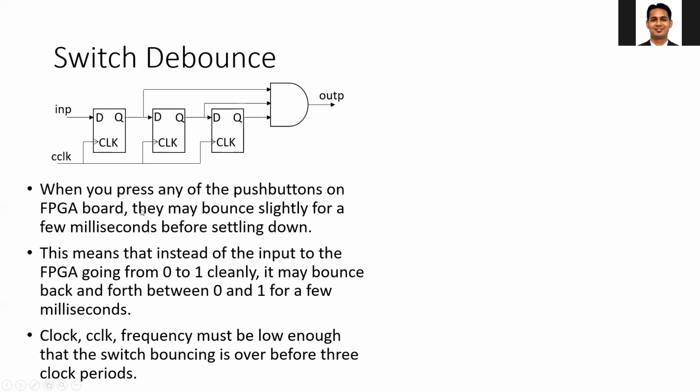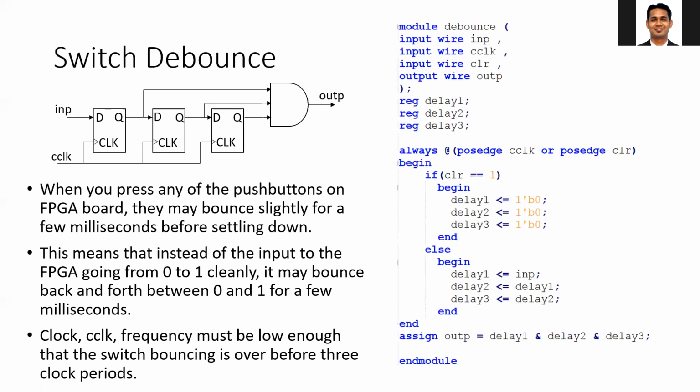We need to make sure that our clock frequency must be low enough that the switch bouncing is over before the 3 clock periods. So usually around a 200 to 250 hertz clock is sufficient for the switch debounce circuit. The logic for this circuit is very simple. You have the three flip-flops, and the output of the first flip-flop is passed to the second, the second is passed to the third, and so on. And at the end, you have the combinational circuit to do the AND operation.